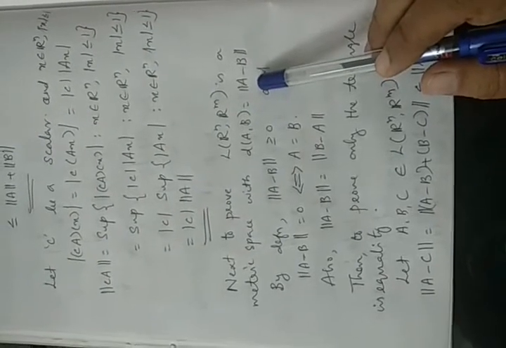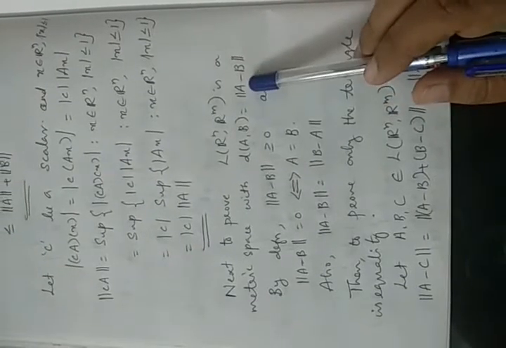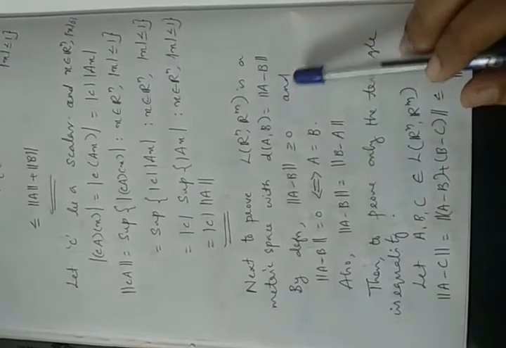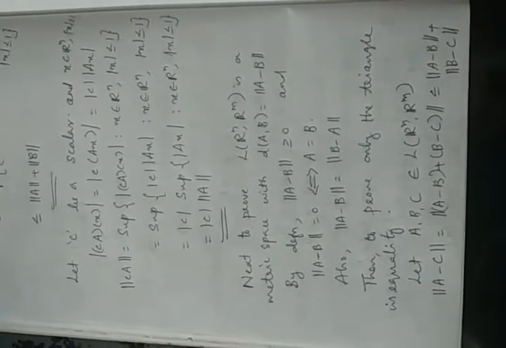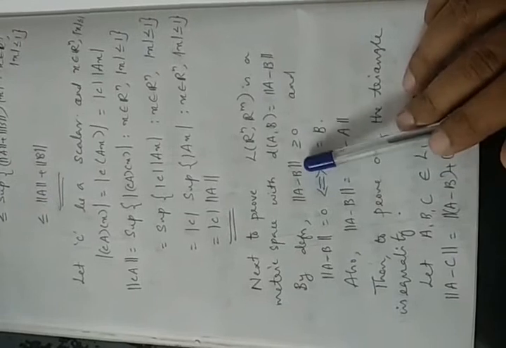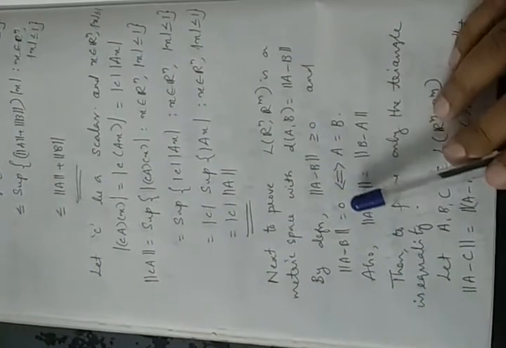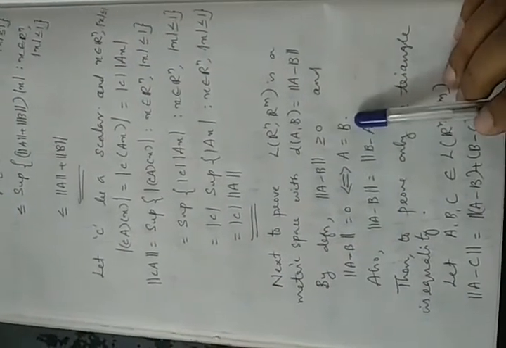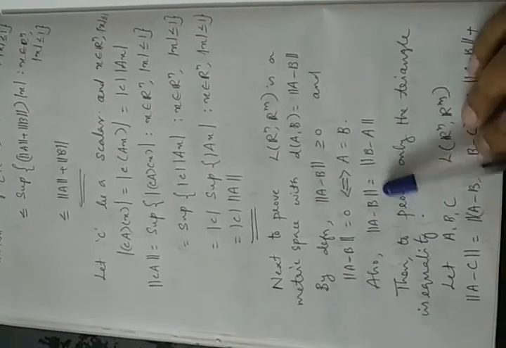The first property is non-negativity, and so we consider norm of A minus B. We know that norm is defined in terms of supremum of modulus of some absolute values. So, from the definition itself, it is clear that norm of A minus B is greater than or equal to 0, and also norm of A minus B is equal to 0 if and only if A is equal to B. And we have norm of A minus B is equal to norm of B minus A.